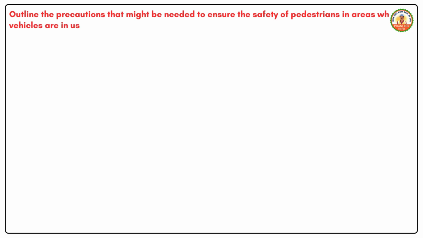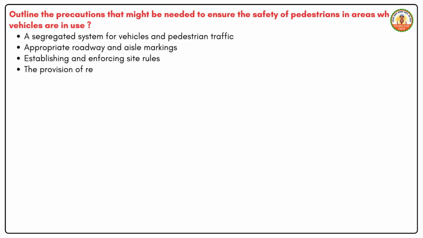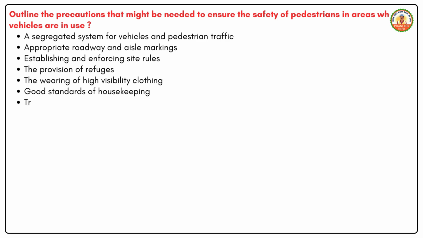A segregated system for vehicles and pedestrian traffic. Appropriate roadway and aisle markings. Establishing and enforcing site rules. The provision of refuges. The wearing of high visibility clothing. Good standards of housekeeping. Training and supervision of all those concerned involved.